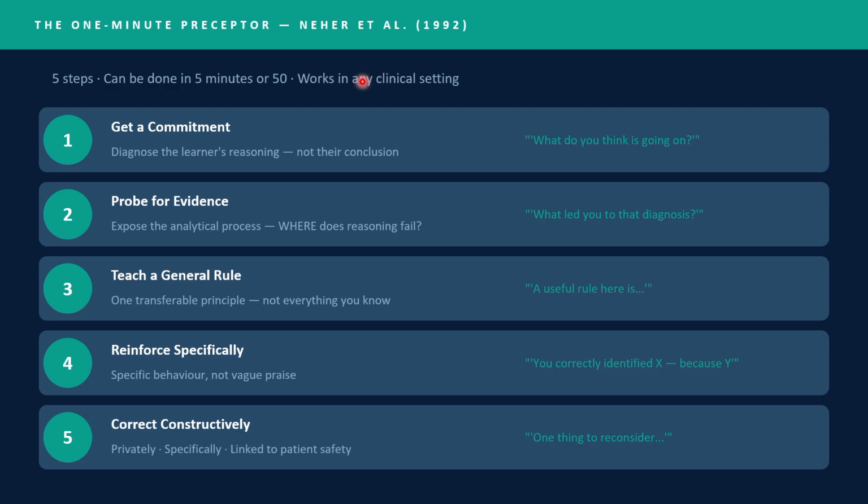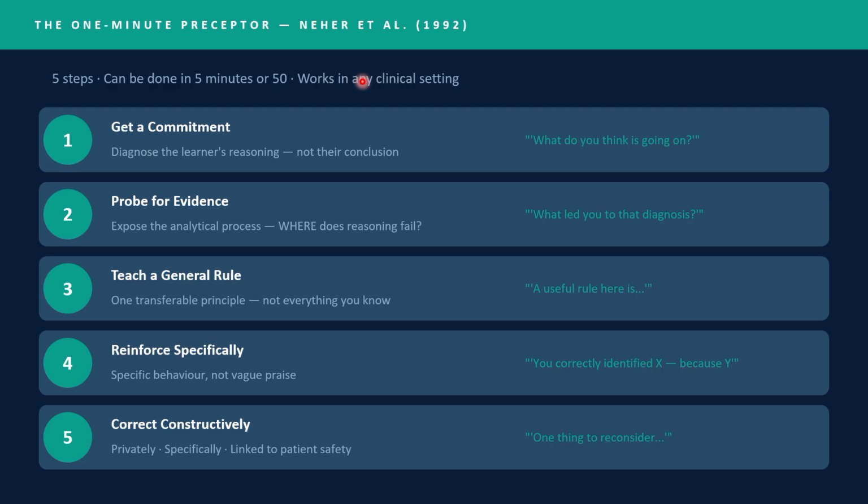After getting commitment and probing for evidence, then you teach the general rule. And you think about the transferable principles here. Don't rush the learners with everything you know. Give the principles, and also consider the level of the learners. And you can simply say, a useful rule here is to do the following with this case or with this patient.